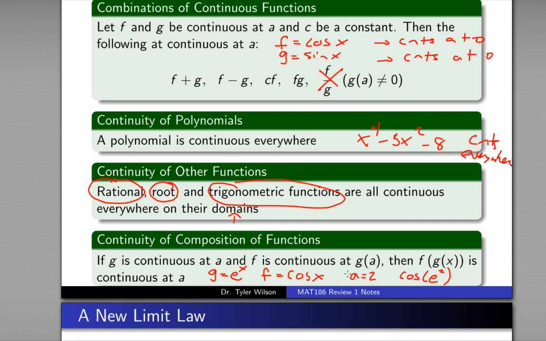So when I plugged a into g, so this is g of a, when I plug that in, f is continuous there. So f is continuous at this number. Then that must mean that f of g of x, which is this, is continuous at a. Okay, so that just means you're allowed to plug a function inside of a function, and at that point a, everything works fine.